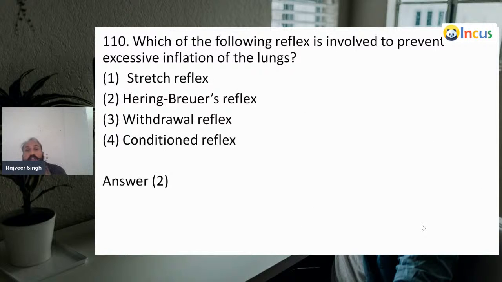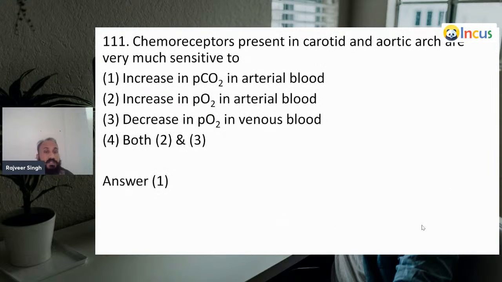Now the next question is about chemoreceptors present in the carotid and aortic arch, which are very sensitive to an increase in PCO2 in arterial blood, right? The next options are an increase in PO2 in arterial blood and a decrease in PO2 in venous blood. Both the second and third are wrong. So the answer will be first.